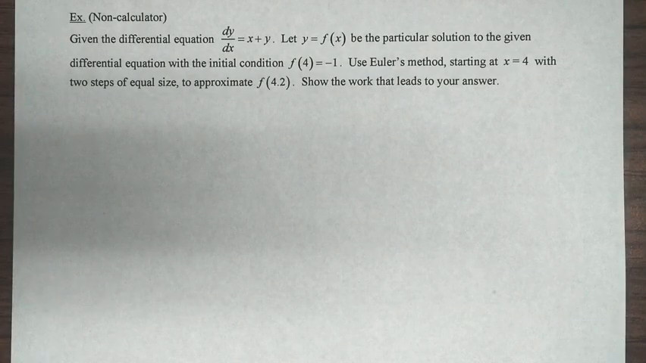For this problem, we are given the differential equation dy/dx equals x plus y. Let y equal f of x be the particular solution to the given differential equation with initial condition f of 4 equals -1. We need to use Euler's method starting at x equals 4 with two steps of equal size to approximate f of 4.2, and you need to show all the work that leads to your answer. So what are we going to do here?